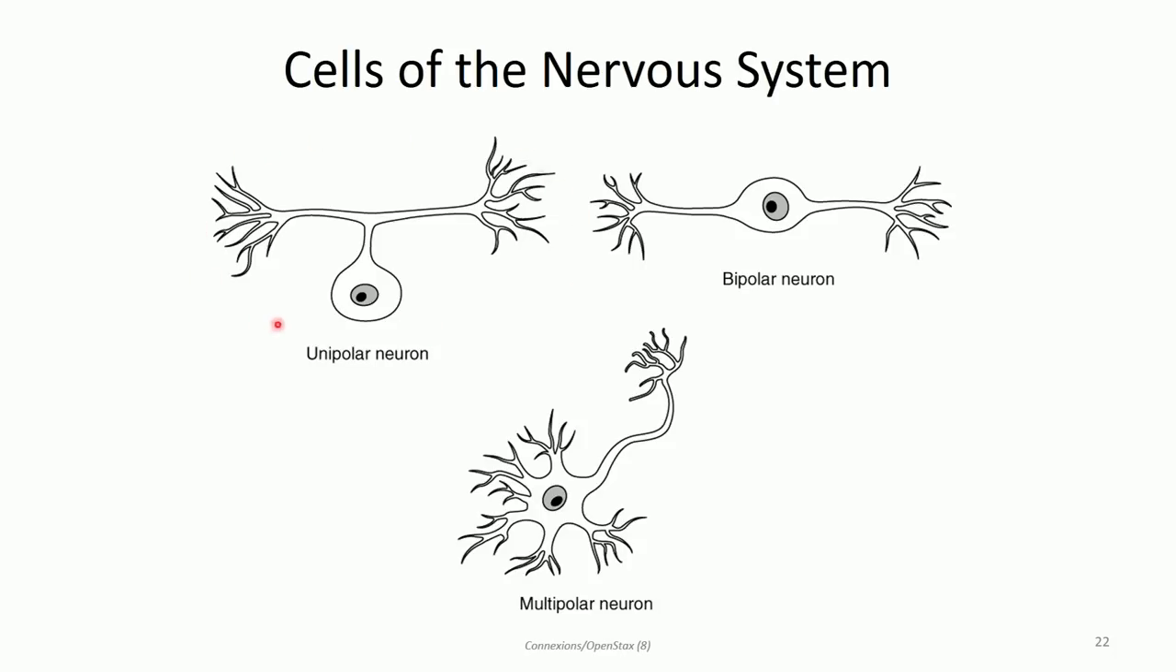Pseudo-unipolar neurons bear a striking resemblance to bipolar neurons, except that the cell body is only indirectly connected to an exceptionally long channel connecting the input zone with the axon terminus. This is the classification typically seen with sensory neurons.